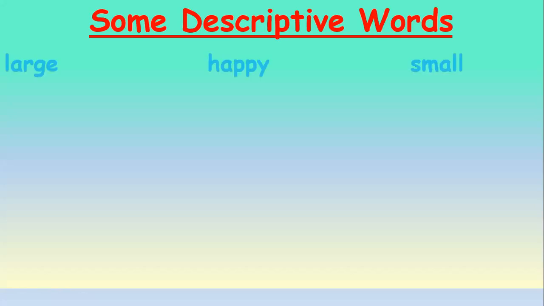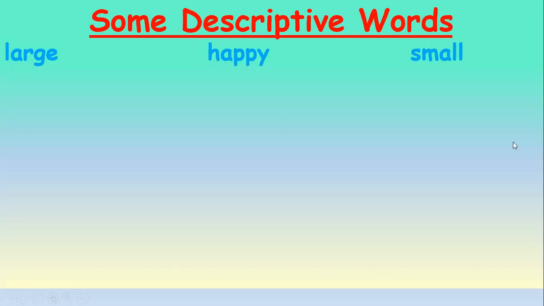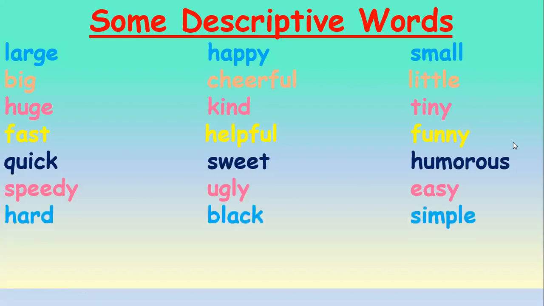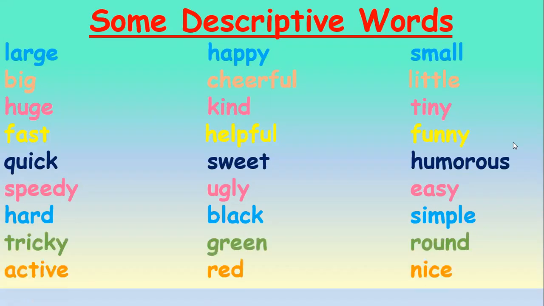So here we have some descriptive words: large, happy, small, big, cheerful, little, huge, kind, tiny, fast, helpful, funny, quick, sweet, humorous, speedy, ugly, easy, hard, black, simple, tricky, green, round, active, red, and nice. These are some descriptive words you can use to describe any noun.